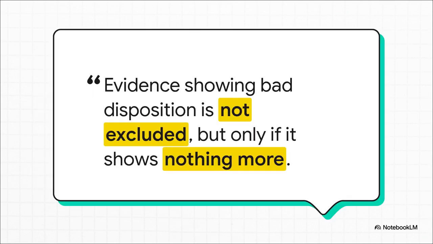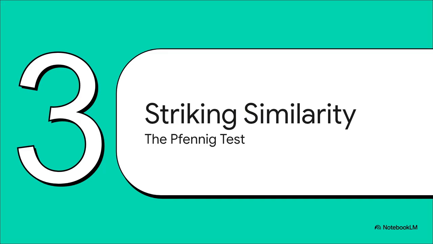This quote nails the test in a single sentence. It's the core principle you have to apply. So when you're looking at a problem question, you always have to ask yourself, does this evidence show something more than just a general tendency to commit this type of crime? If the answer is yes, that's your argument for why it should be admitted. All right, now we're getting to the peak of the mountain.